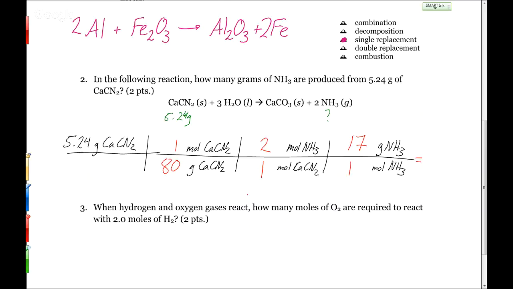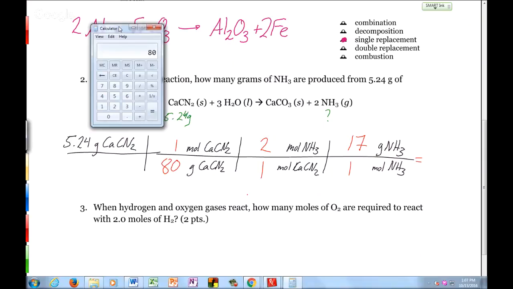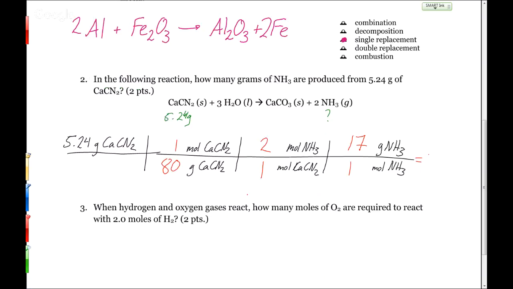It's fine. Okay, so let's calculate that out and see what we get. 5.24 divided by 80 times 2 times 17, 2.23 grams. And if you got something a little bit different because of how you rounded, that's fine. It should be close enough.